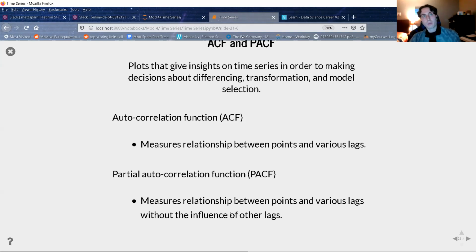So something that ends up happening, say you have a time series that needs to be differenced by 2, often on the ACF, you'll see significant stuff at 2, at 4, at 6, at 8. So it kind of propagates throughout the rest of the time series. But with PACF, it would kind of remove that relationship and you would only see significance at 2.